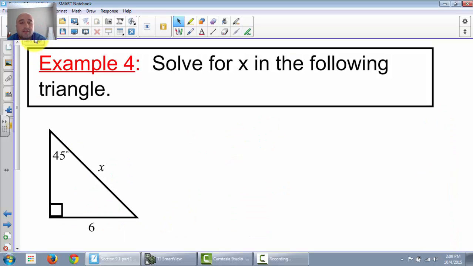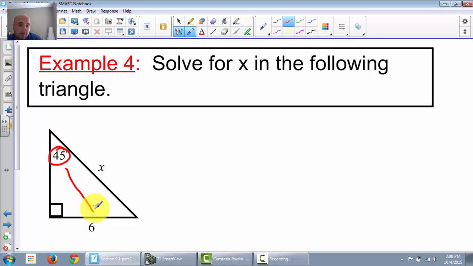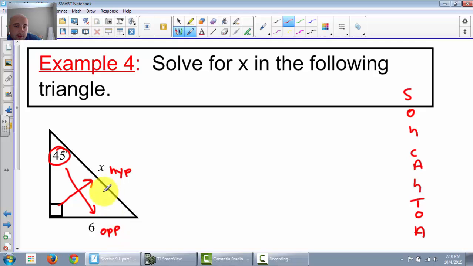Now this one says solve for x in the following triangle. Once again, my x is up here now though. So I'm going to label my triangle. My theta is 45. Across from 45 would be the opposite, and across from the 90 would be the hypotenuse. So which of our 3 trig functions, I'm going to write it down again, SOH, CAH, TOA, uses opposite and hypotenuse? Hopefully you see that it's sine. So set up your sine. Sine of 45 degrees is equal to opposite, which is 6, over x, which is the hypotenuse.